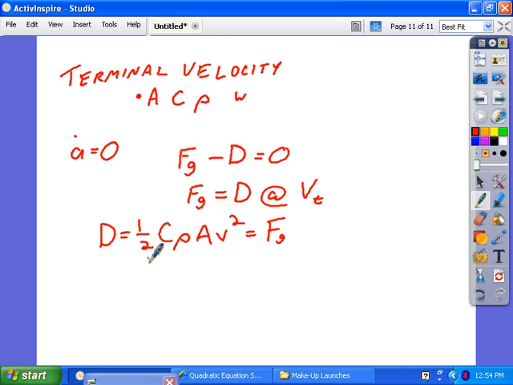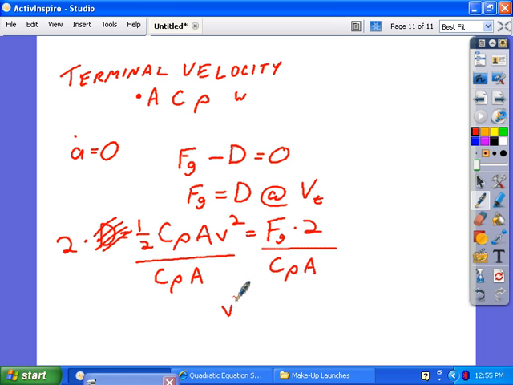So I want to figure out what the velocity is of any object based upon this situation. What I'm going to do is multiply both sides by 2, and divide both sides by c rho A. So v squared, the terminal velocity squared, equals 2 times the object's weight divided by c rho A. Square root both sides, and you end up with the terminal velocity equals the square root of 2 times its weight divided by the coefficient of drag times the density of the material times the area, the cross-sectional area of the material that it is going through.